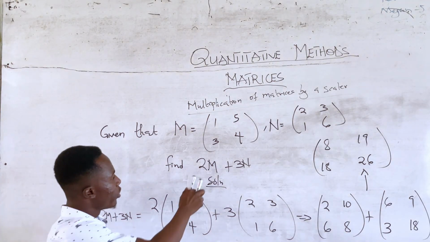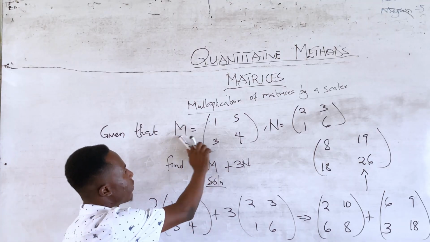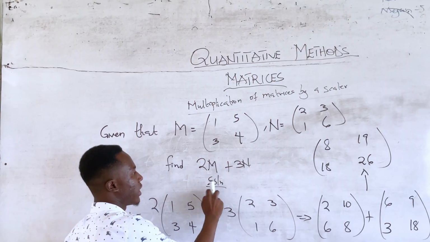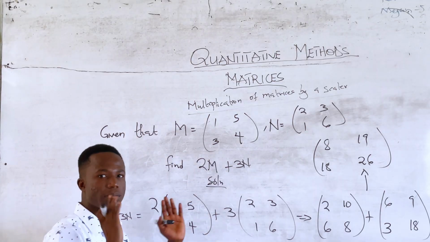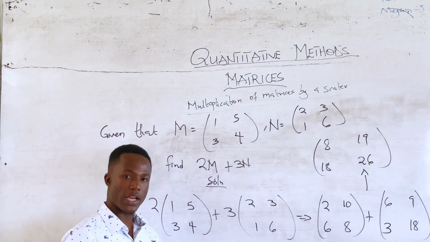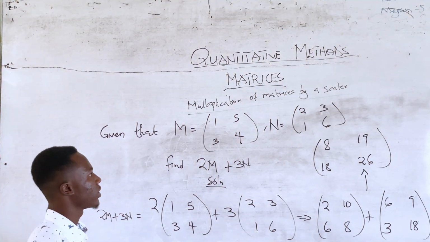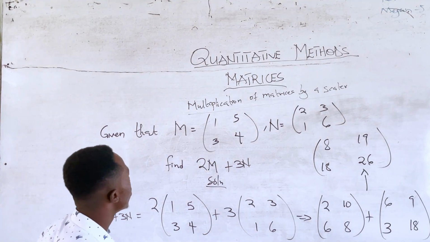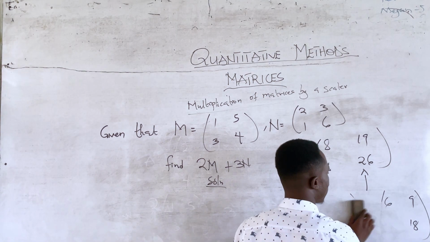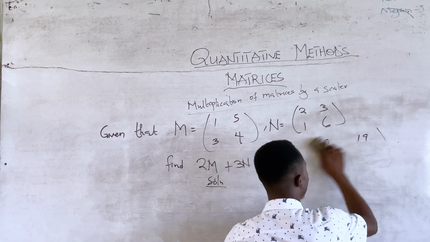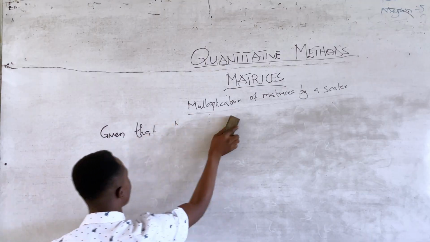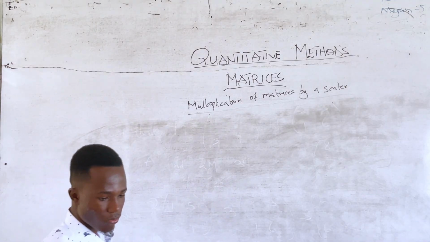Anytime they give you something like this and ask you to find something, you should know these are scalars. So you use the scalar to multiply each matrix, and after multiplying them, you add them. The same thing applies to the subtraction of matrices. Let me give you your question to try, and we proceed to the next one, that is multiplication of matrices.